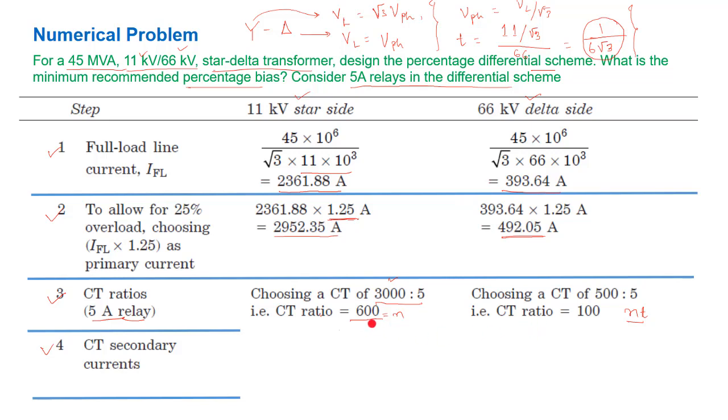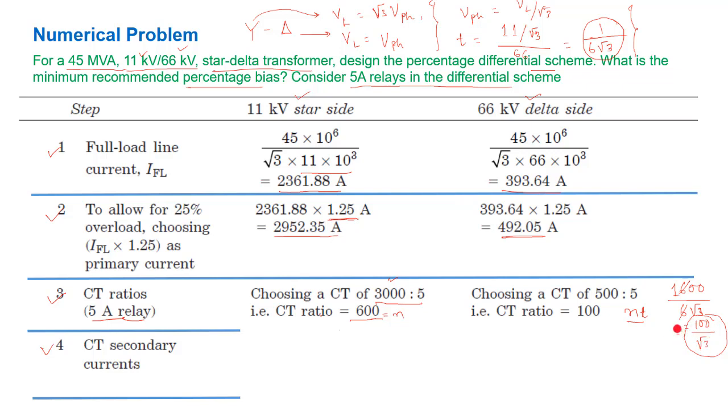So, if we multiply these two things, we get an irrational number, because 600 into 1 by root 3 becomes 100 by root 3, right. So this 100 by root 3 is in fact irrational. It is very difficult to get an exact turns ratio, and manufacturers never make standard CTs with a ratio of 100 is to root 3.